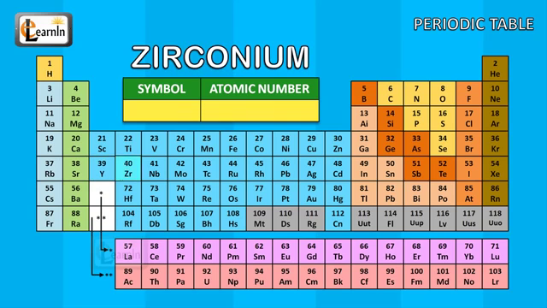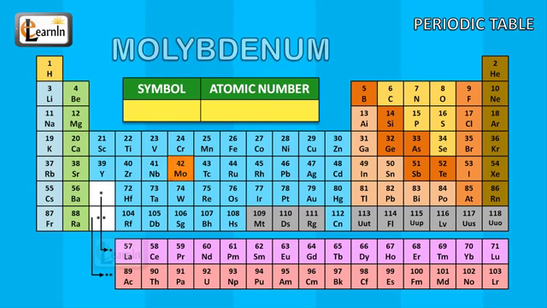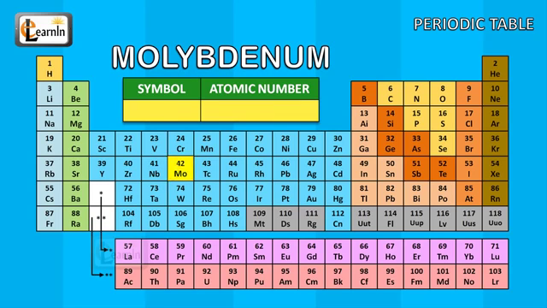The element zirconium is represented as Zr and has an atomic number of 40. The element niobium is represented as Nb and has an atomic number of 41. The element molybdenum is represented as Mo and has an atomic number of 42.